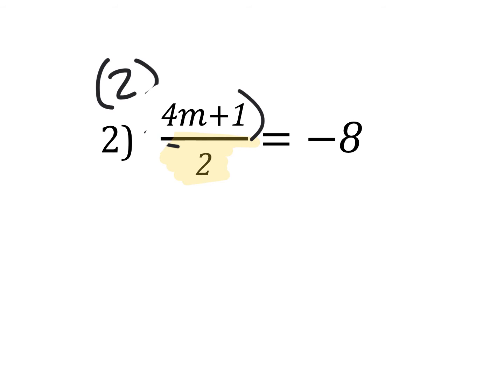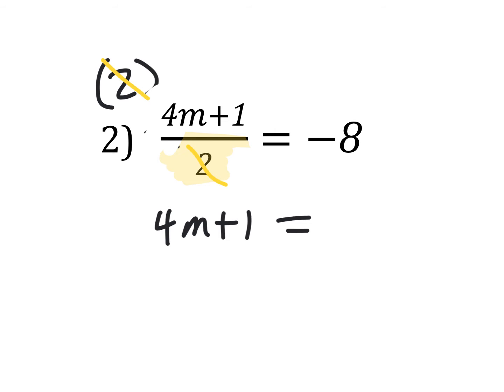However, we're going to do that in a moment. Yes. So don't do this. Don't do 2 times 4 and get 8 or anything like that. The whole point of multiplying by 2 is that these are going to cancel each other out. So you don't need to multiply that 2 by anything. You've got 4M plus 1.